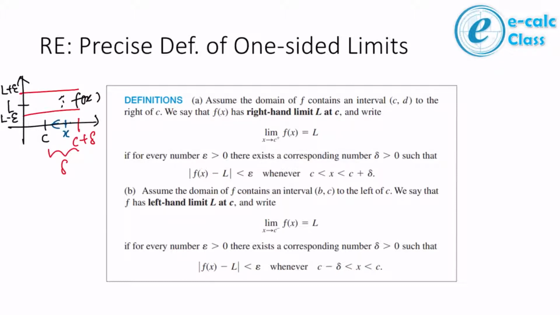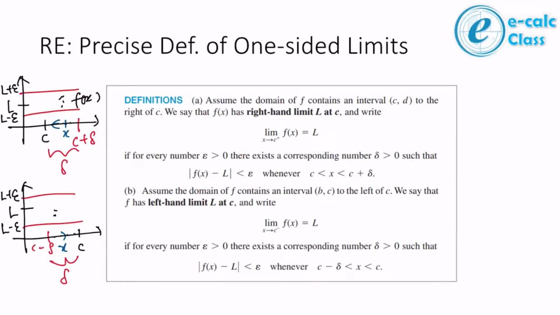If it is approaching from the left, then this time your c is here, your x approaches from the left, and your delta is still here, hence this will be c minus delta. When your x is within this range, your y value, which is your f(x) value, should also be in between this range, from L minus epsilon to L plus epsilon, where both epsilon and delta are very small positive numbers. So this is a precise definition for one-sided limits.